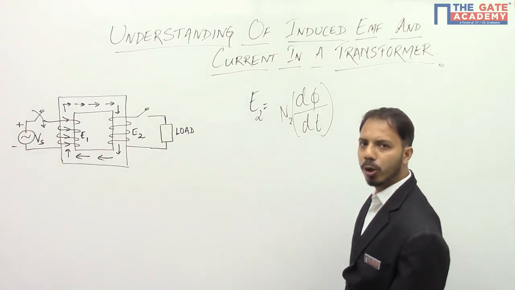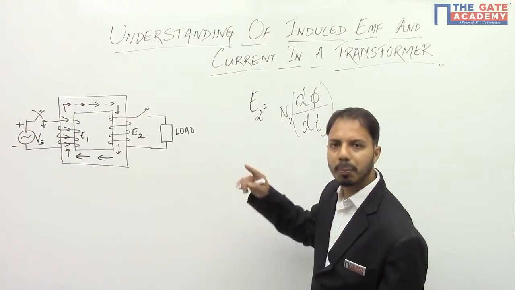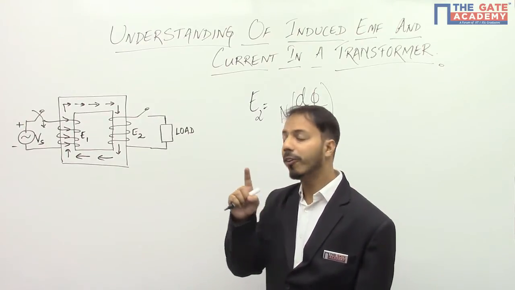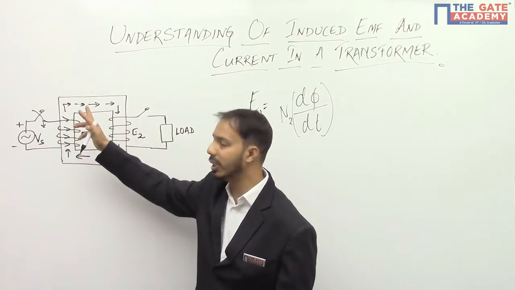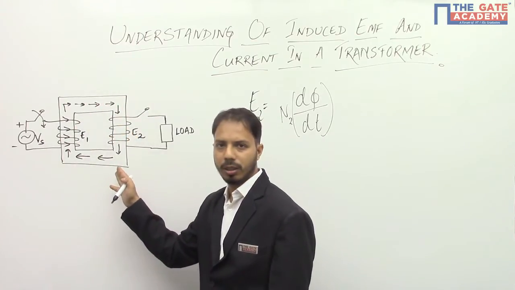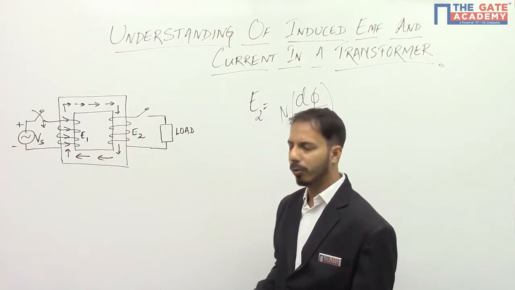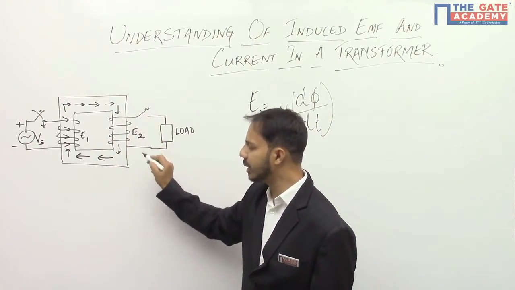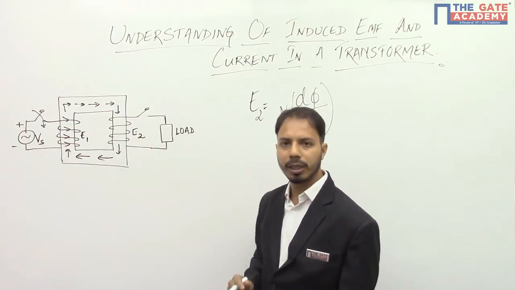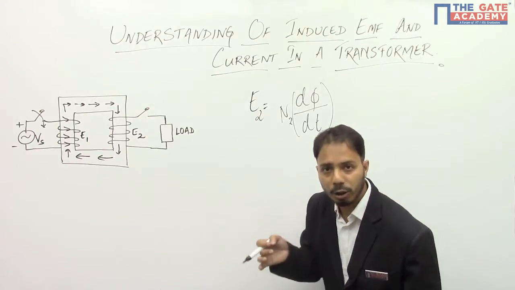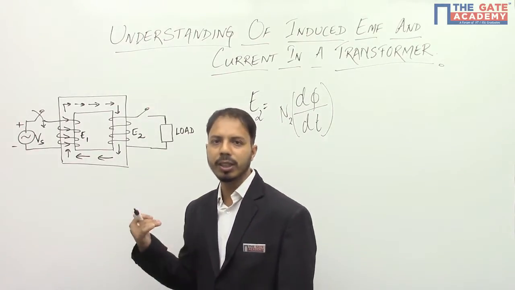Now, if I want to know the direction of the induced EMF at a particular instant, I need to know the direction of the flux. Say at a particular instant the flux is flowing in this way and it is increasing. So what is the direction of this induced EMF? Whether it will be plus here or plus here, whether the current will flow in this way or in this way. So this is what the understanding is. And on this understanding, there is a GATE question in 2008 which we will solve after the explanation.